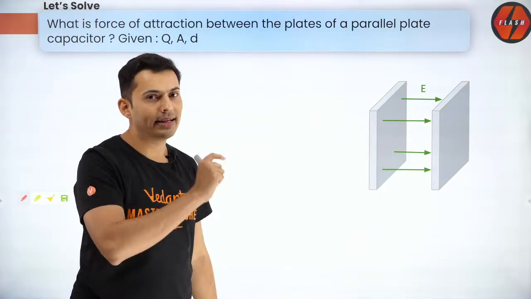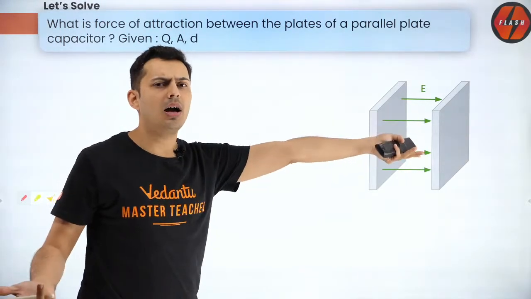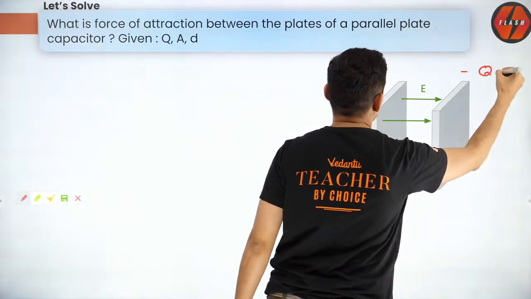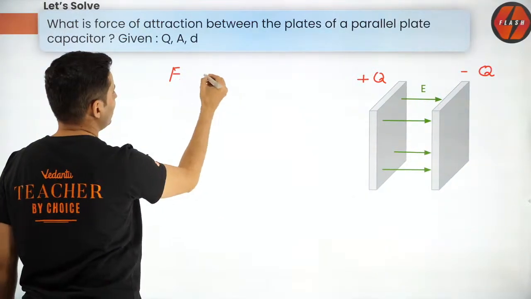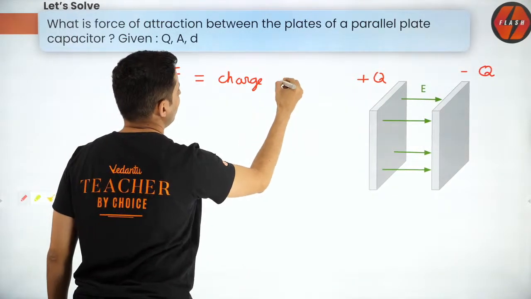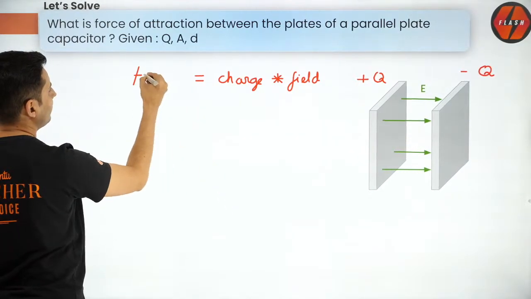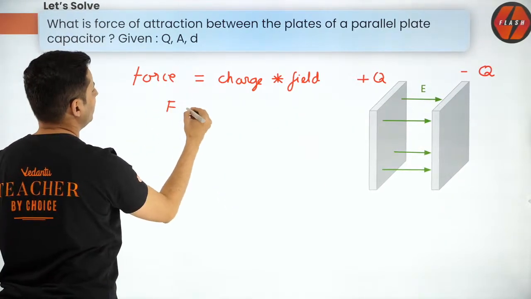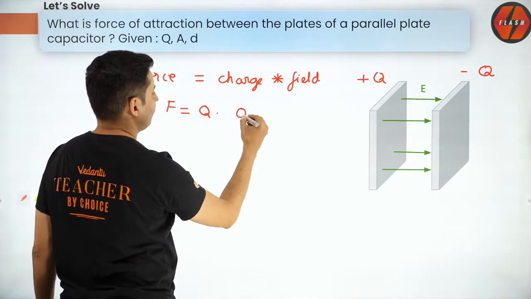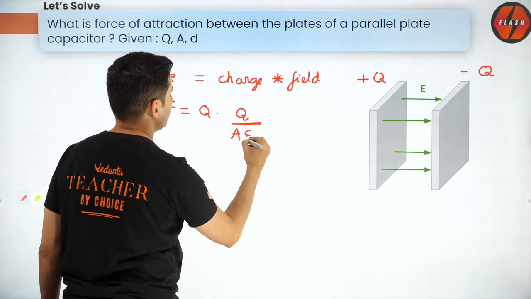Now, I know what you guys are going to think. You are going to think like, sir, I know the field, I know the charge, what else is there? The charge is Q, minus Q. So the force is charge, remember, charge multiplied by field. This is the formula for the force. So the force should be Q times the field. I just now calculated the field. How much was it? Q by, oh, that 2 was not there. Q by A epsilon naught, isn't it?